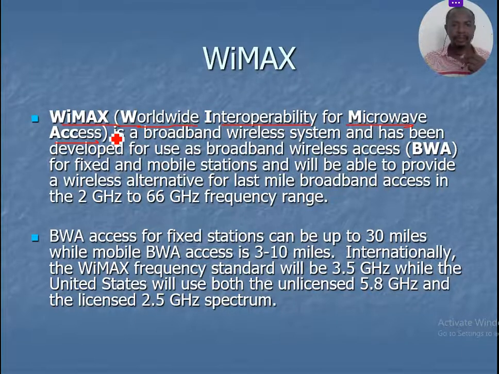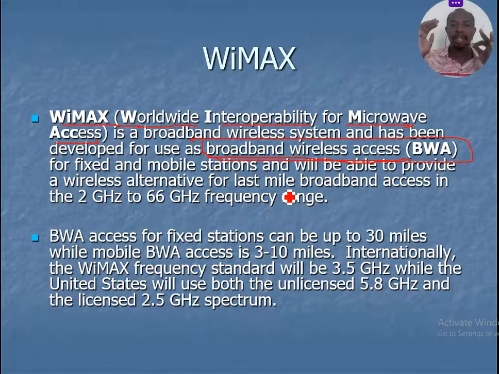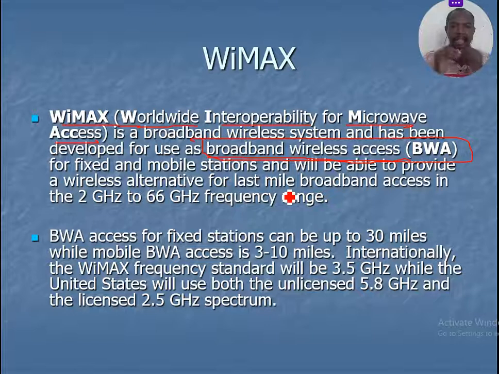Now, we say that the broadband wireless system has been developed for use as broadband wireless access. Their usage, or the umbrella usage, is called broadband wireless access, BWA, for fixed and mobile stations. So you can just insert it into your laptop to provide broadband internet to your computers. Is that okay? For fixed and for mobile stations, and it will also be able to provide a wireless alternative for last mile broadband access in the 2 gigahertz to 66 gigahertz frequency range.